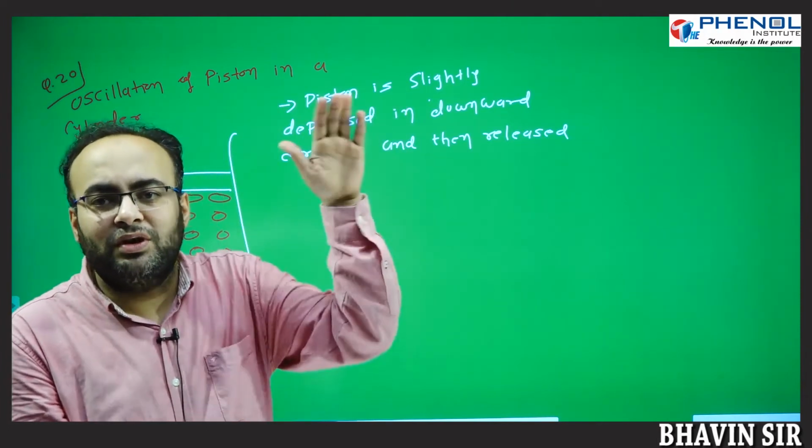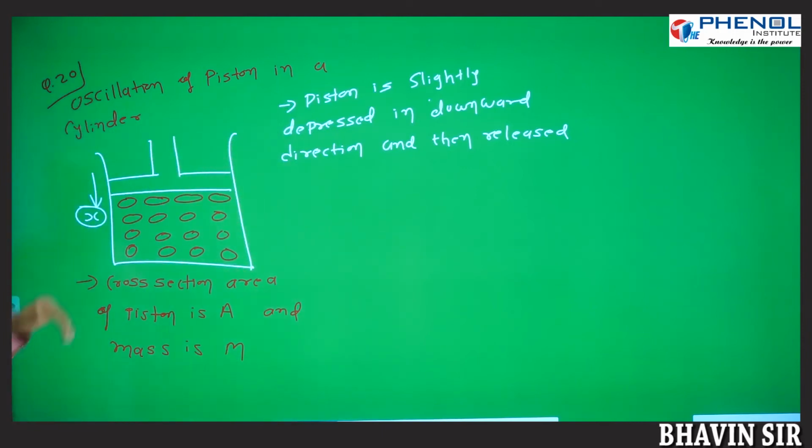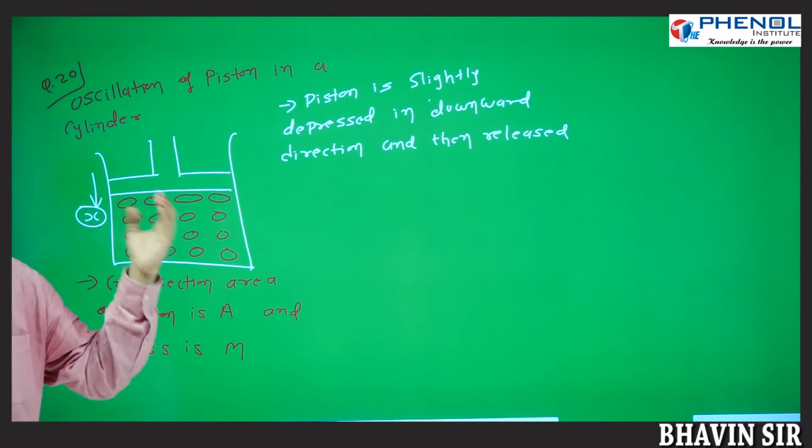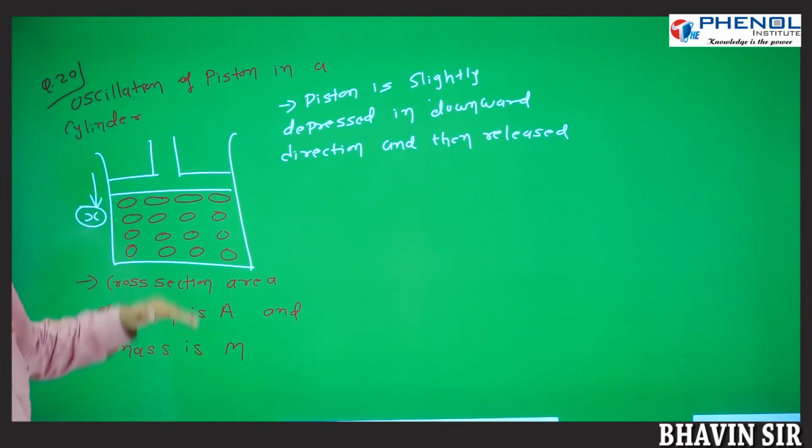So this is the SHM that we want to prove. If this motion of the piston is SHM, then it can oscillate. So we want to prove that the motion of the piston is SHM. Chalo, so how to prove it, students?